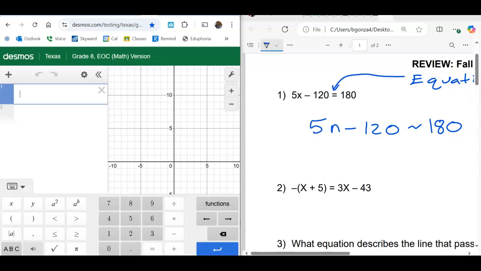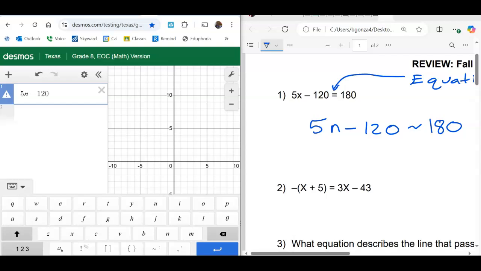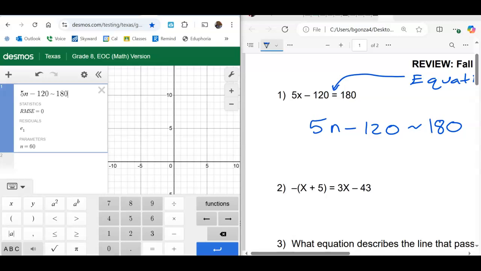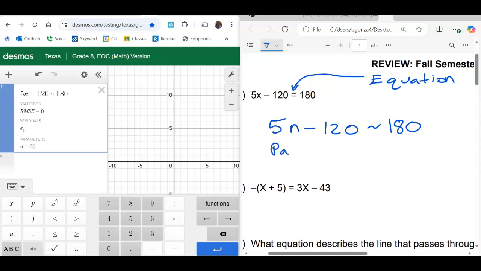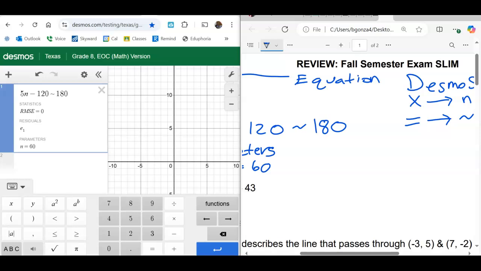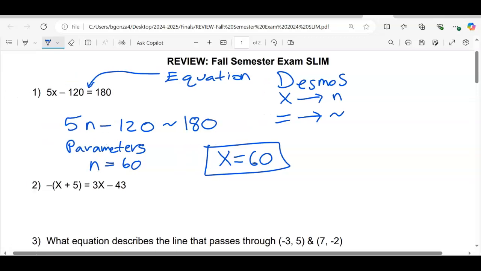So let's do that. 5n minus 120 tilde 180. Okay, and it's going to say parameters n equals 60. So that means x equals 60.